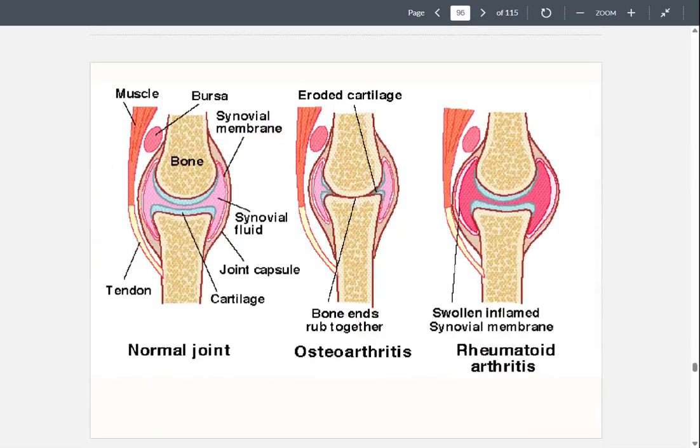Here's a comparison. This is a normal joint. That same joint in an osteoarthritic patient, the bones are rubbing against each other because the cartilage has completely disappeared. And here we have a rheumatoid joint. Swollen, inflamed, very thick joint appearance, but eventually these will also fuse together.